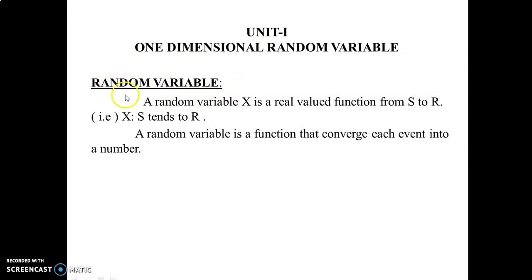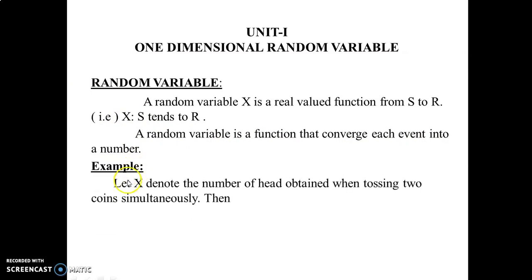A random variable, definition: a random variable capital X is a real valued function from S to R. That is, X is a random variable. Here S means sample space and it maps to R. R means real numbers, real valued function. So the sample space to real numbers that maps is capital X, that is a random variable. A random variable is a function that converts each event into a number.